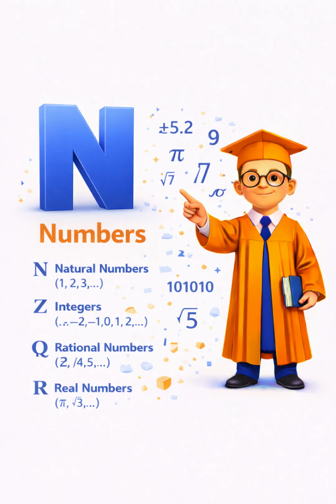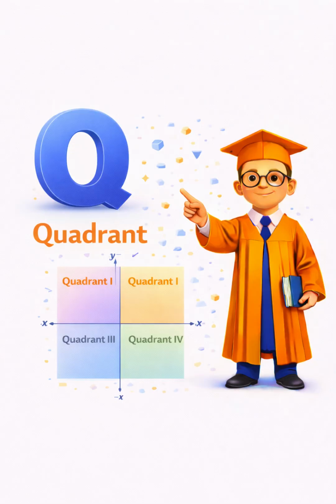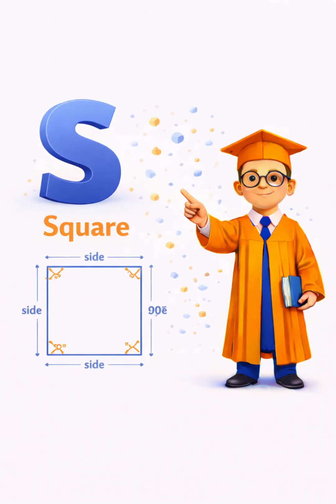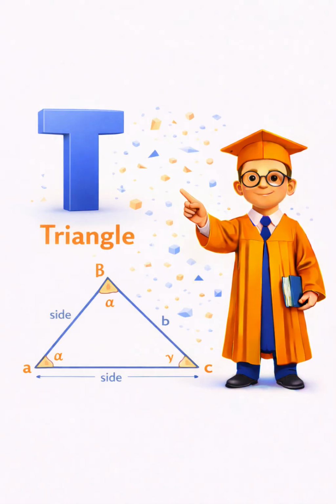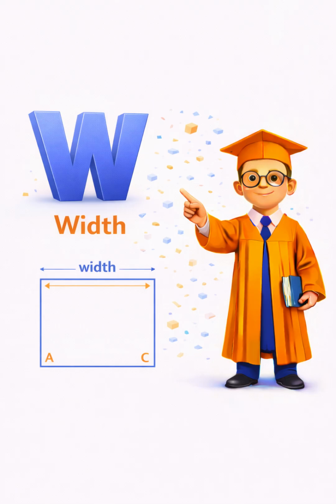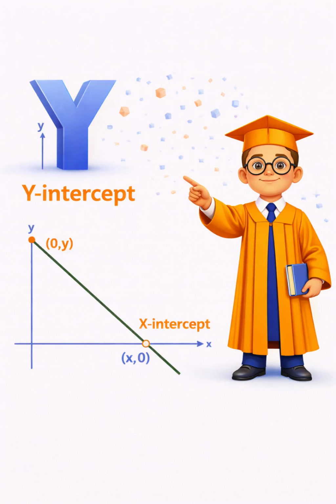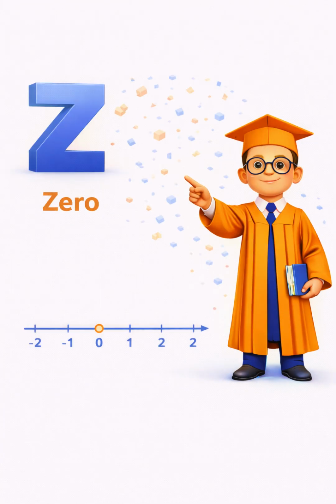N is for numbers, O is for operation, P is for polynomial, Q is for quadrant, R is for radius, S is for square, T is for triangle, U is for union, V is for vertex, W is for width, X is for x-intercept, Y is for y-intercept, Z is for zero.